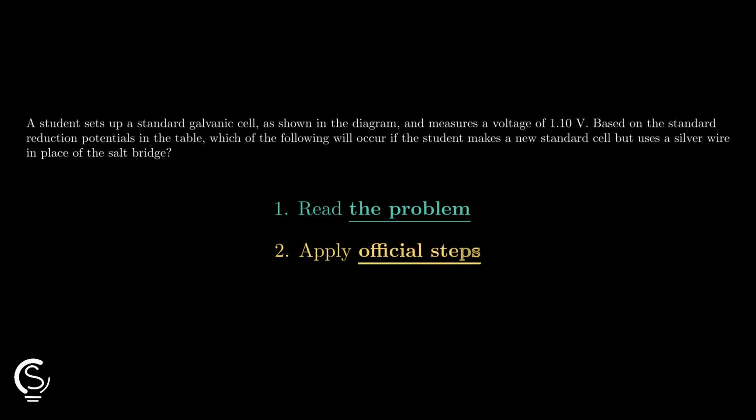Galvanic cells can be tricky, but we can solve this chemistry problem fast by looking at how ions move through a circuit to create voltage.